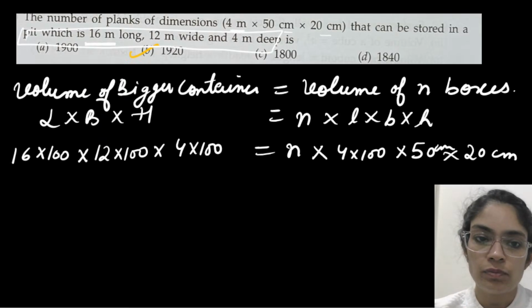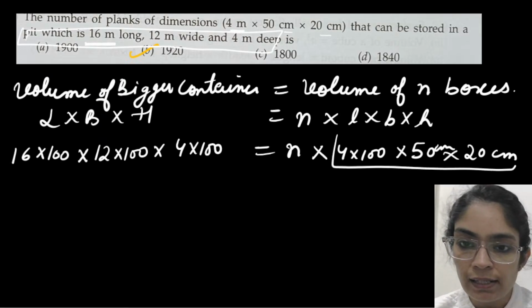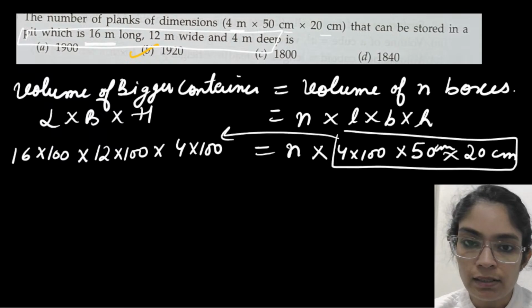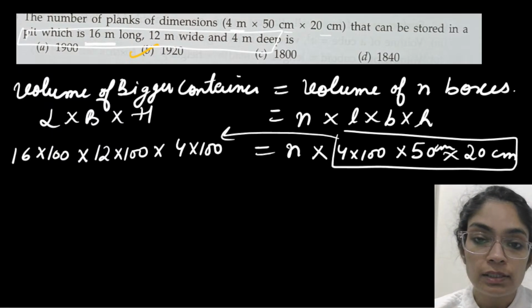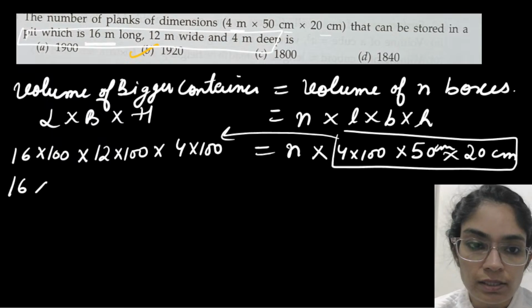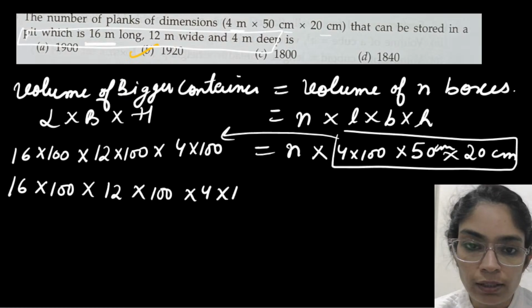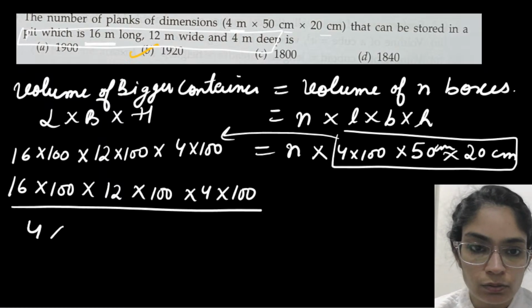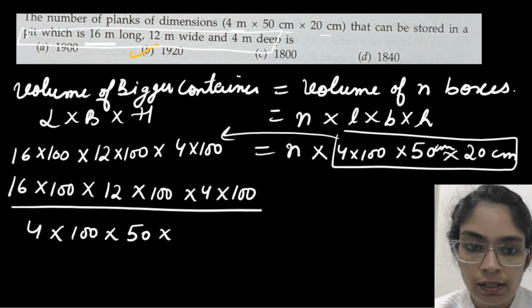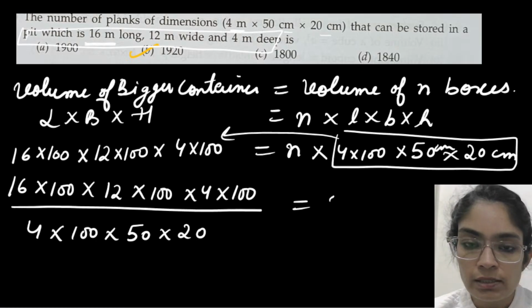Now n we have to find. So other than n, everything let's shift to the other side. Here it is getting divided, because on this side they are getting multiplied. So 16 into 100 into 12 into 100 into 4 into 100. We don't multiply everything. First of all, we'll do cancellation. So 4 into 100 into 50 into 20 is equal to n.